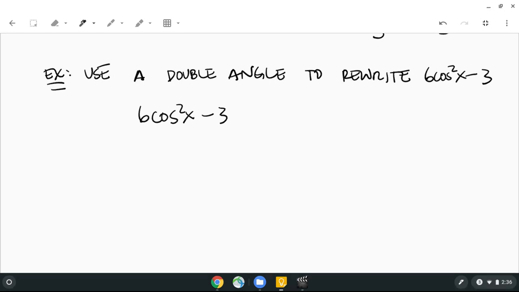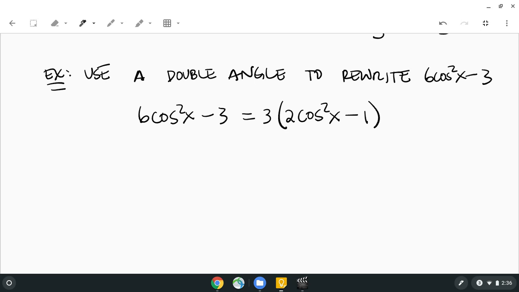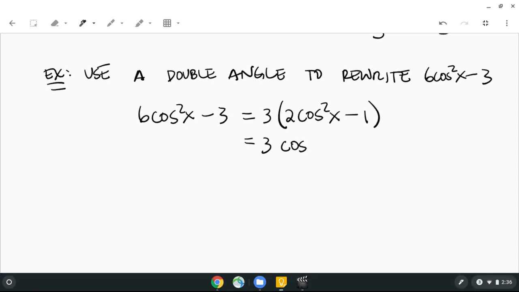All right, so first of all, when I look at this, hopefully you are looking at this and you see that, oh, they both have 3 in common. So let's factor out the 3 and then see what we get. 3 times 2 cosine squared x minus 1. And right there, that 2 cosine squared x minus 1, that's our double angle for cosine. So I can rewrite the part that's inside the parentheses as cosine double angle.